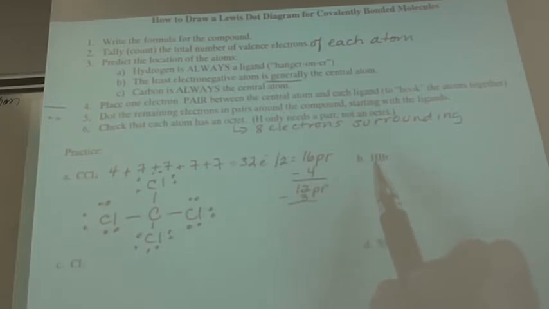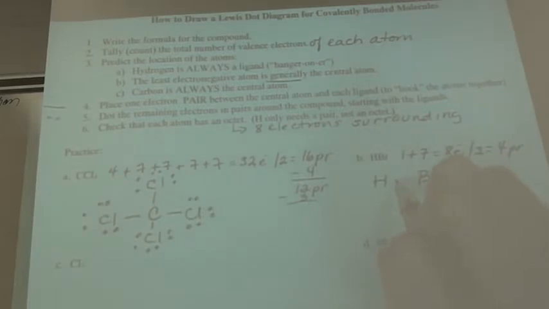HBr. Hydrogen has how many valence electrons? 1. Bromine has how many? 8 or 7. 7. For a total of 8 electrons that can be shared, or 4 pairs that I can use as bonding pairs or as non-bonding dots. So, what would be the central atom? Bromine. And hydrogen would be hanging off of it.